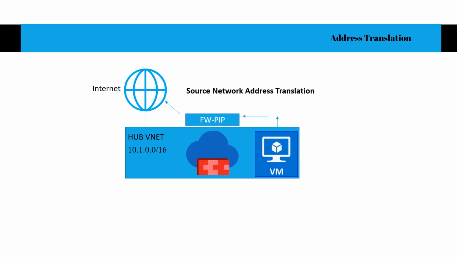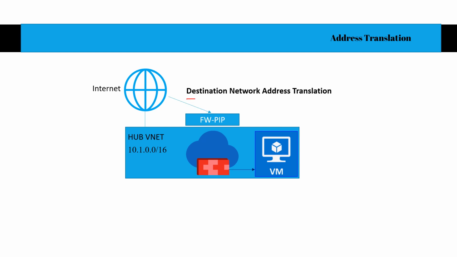Let's try to understand the address translation. The first thing is going to be source network address translation. What it means is you are going to hide your resources behind the NATed IP address. So for example, this is a VM. If it tries to reach out to the internet, it can utilize the public IP address which is allocated to your firewall, and the connection will be initiated on behalf of this. So there is going to be some sort of NAT translation which will occur on the firewall.